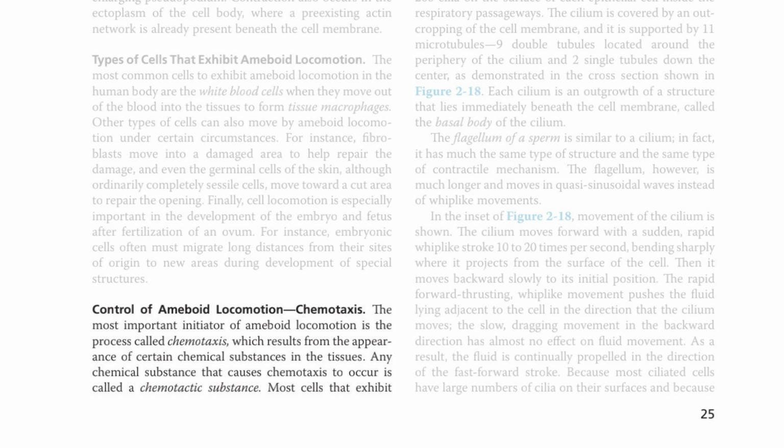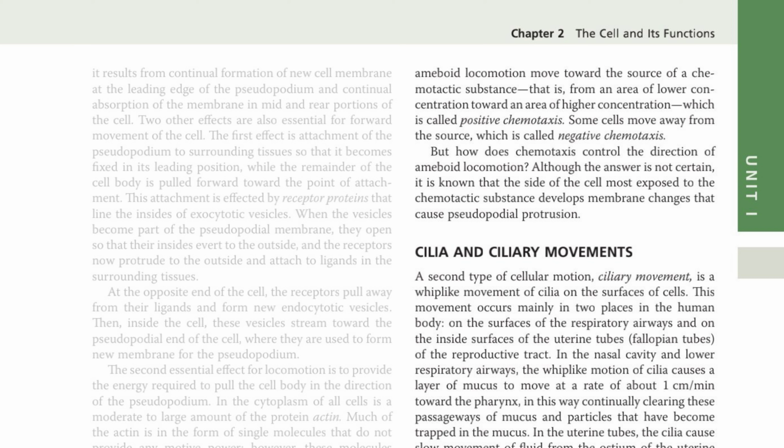Most cells that exhibit amoeboid locomotion move toward the source of a chemotactic substance, that is, from an area of lower concentration toward an area of higher concentration, which is called positive chemotaxis. Some cells move away from the source, which is called negative chemotaxis. But how does chemotaxis control the direction of amoeboid locomotion? Although the answer is not certain, it is known that the side of the cell most exposed to the chemotactic substance develops membrane changes that cause pseudopodial protrusion.